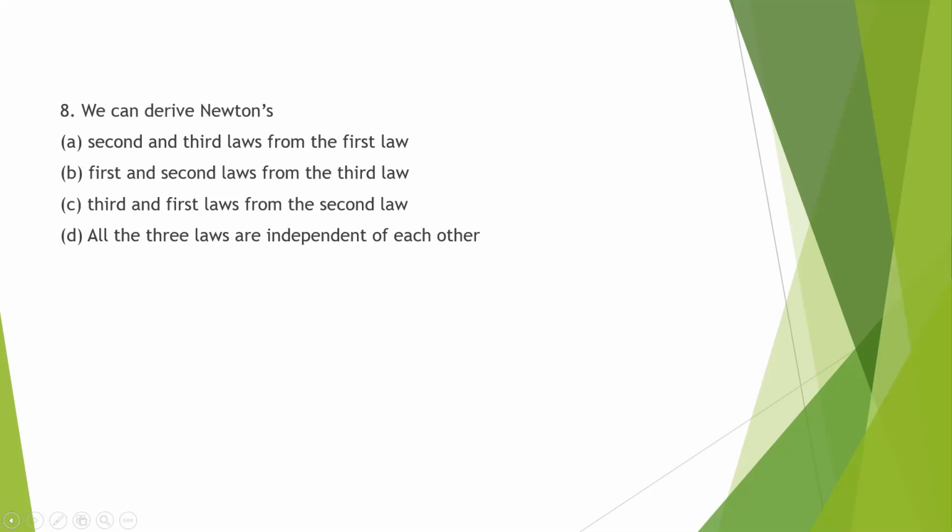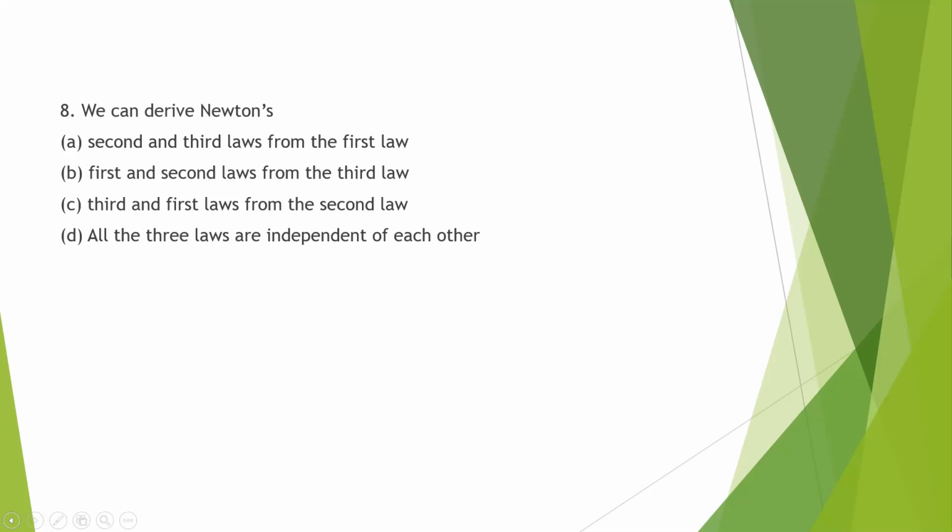Next question. We can derive Newton's second and third laws from the first law. You need to understand this question properly. There are three laws of motion: first law, second law, third law. What they are asking here is by which law you can derive the other laws. So, can we derive Newton's second and third laws from the first law?